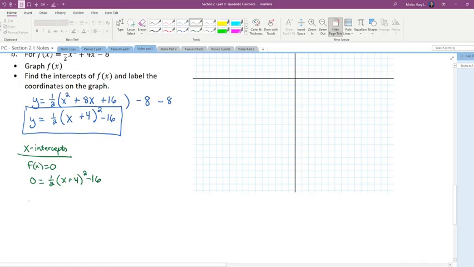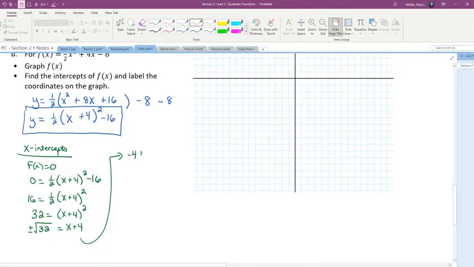Let's keep going. So I get 16 equals 1/2 multiplied by 2. Take the square root, which is interesting, and subtract 4. So I get negative 4 plus or minus the square root of 32 equals x. All right, I'm going to clean up the 32. We're definitely going to simplify that.